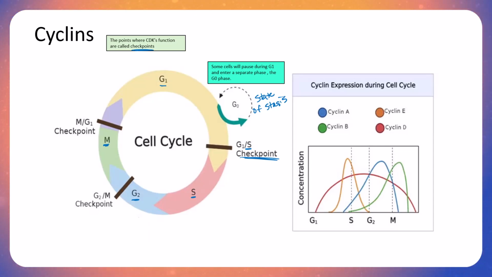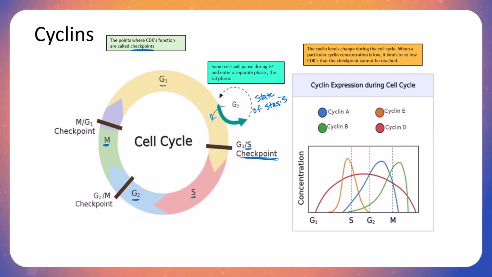Some cells will enter this G0 phase and will eventually leave the G0 phase before it progresses through the cell cycle, but some cells actually go into this G0 phase and never come out, which is one of the reasons why brain injuries and spinal cord injuries are such bad injuries, because a lot of times those cells can't replicate themselves and produce new ones.